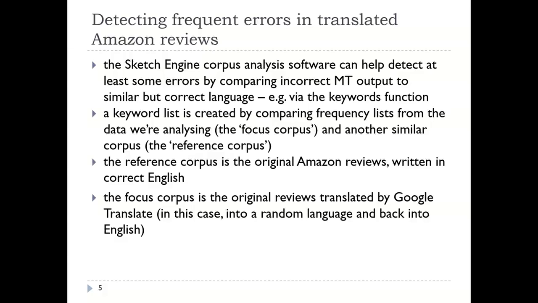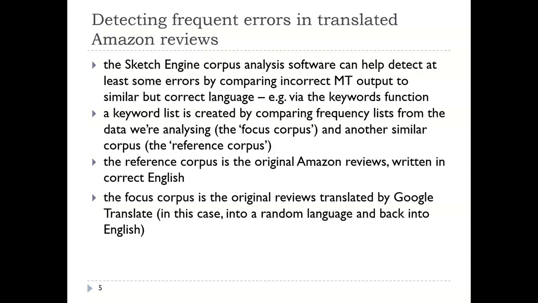Now the software we're going to be using is called the Sketch Engine, and it's a collection of a corpus analysis software that we're going to use in order to detect, hopefully, even just a few errors by comparing incorrect MT output to similar but correct output. And the way we're going to be doing this is by using what's known as the keywords function.